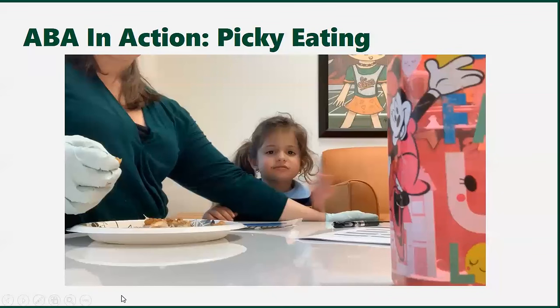A couple more videos I'll show you. So this is a little girl who's struggling with eating a variety of foods. She has a very limited diet. She's not undernourished, not malnourished, but her parents would prefer her to have a healthier array of foods that she will consume. So in this session, I'm going to show you a couple of videos. We're working on her eating chicken, which is not a preferred food for her.